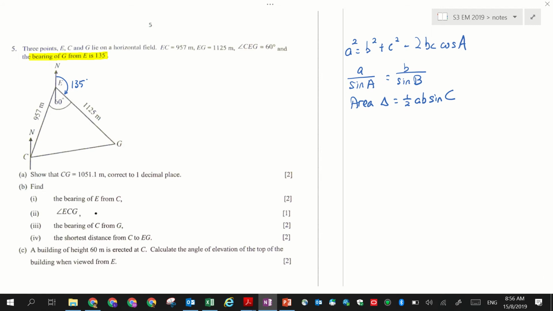They also say CG is 1051.1. So these are the things that you need to put into a diagram once you find it. Then you'll find the whole question easier to swallow.